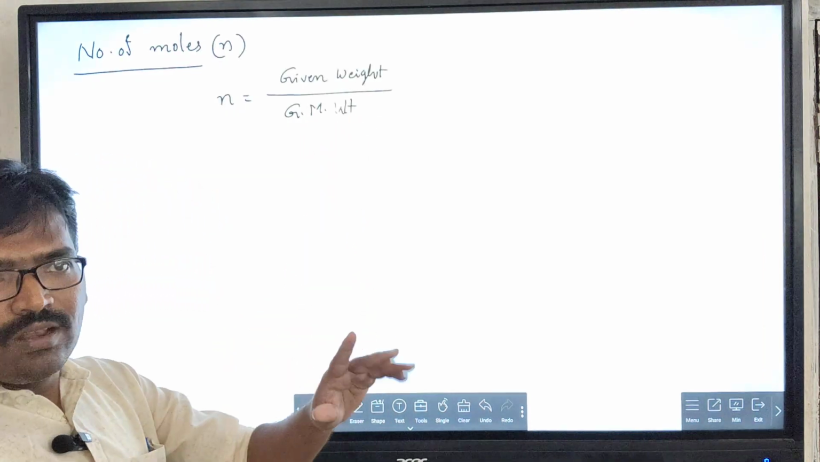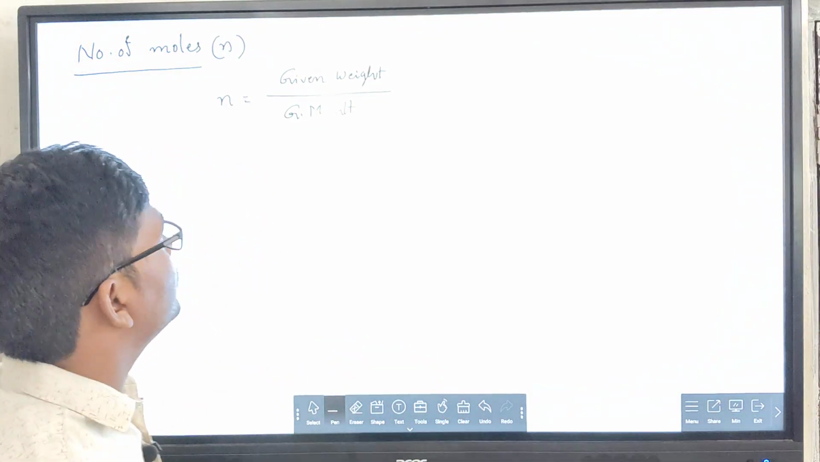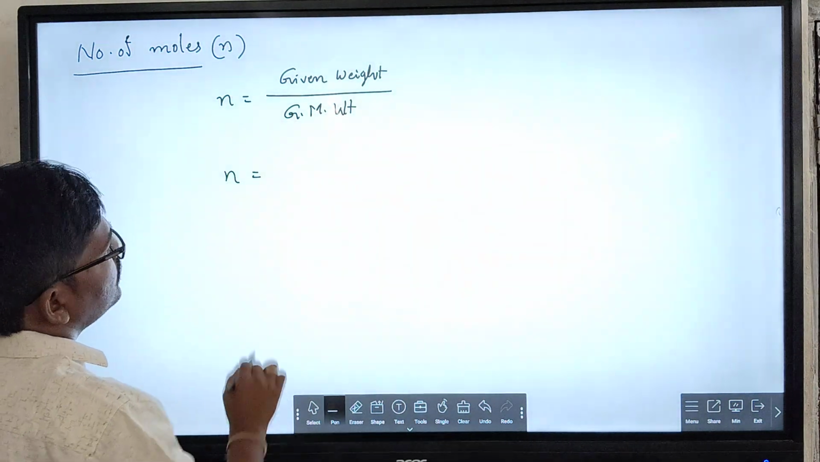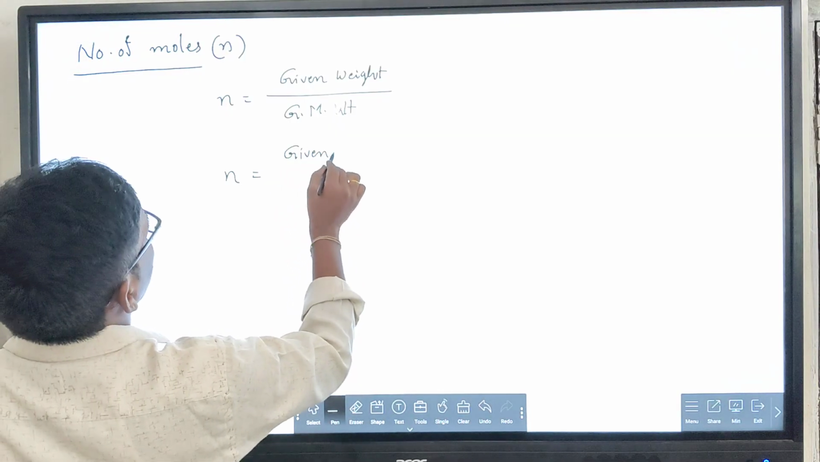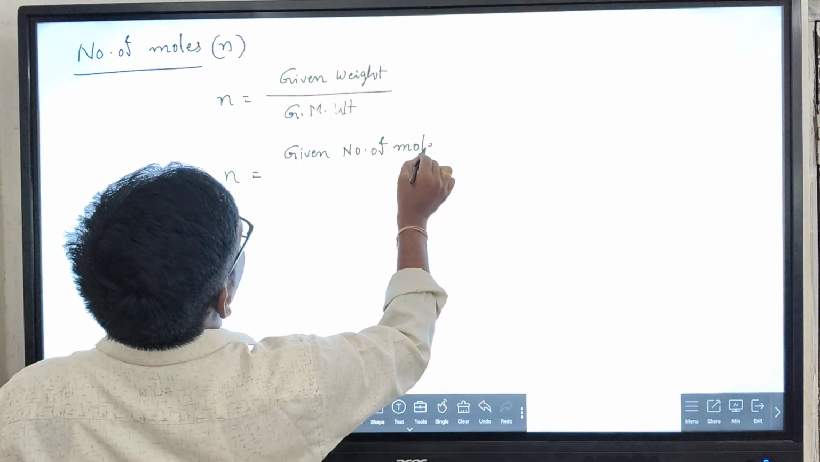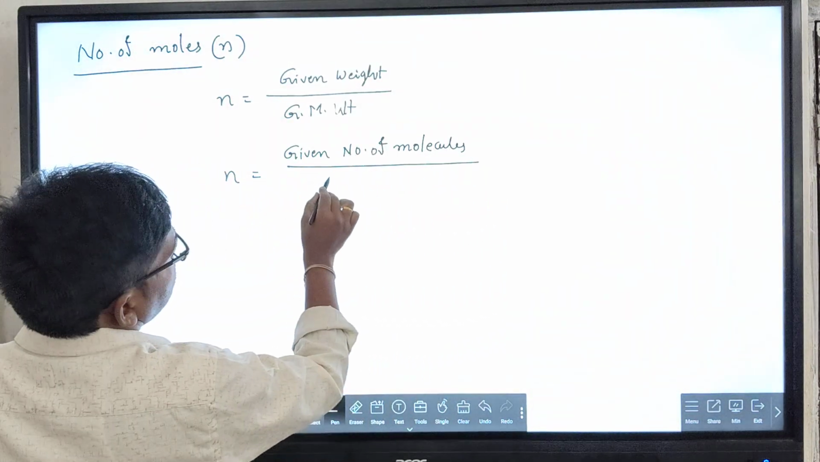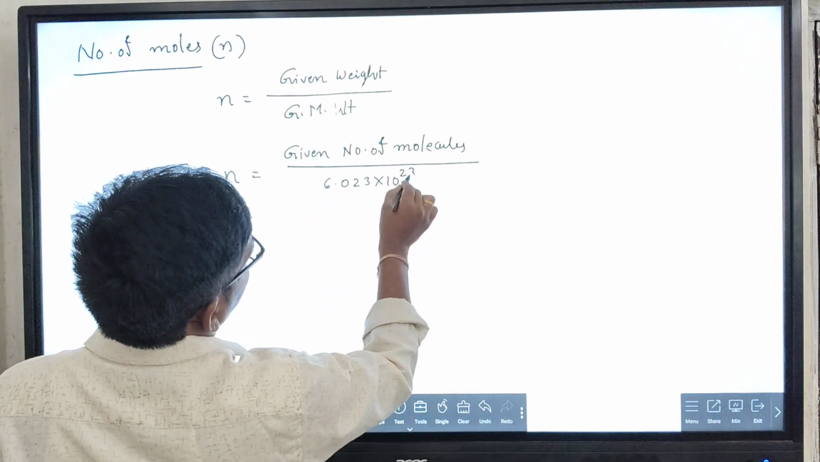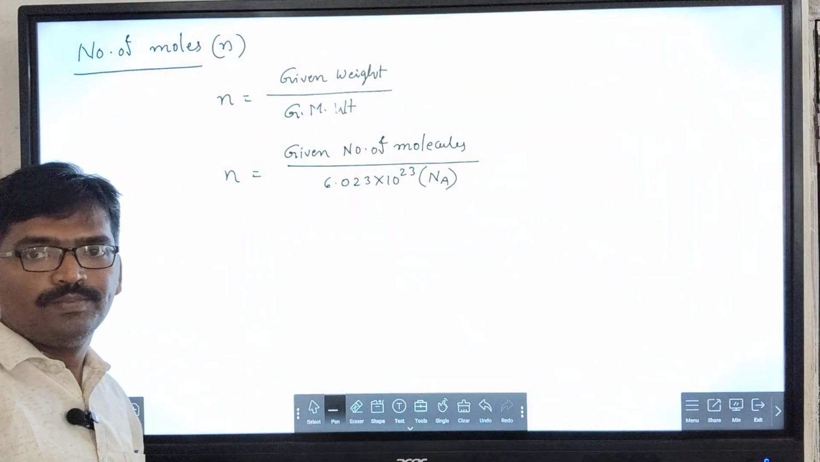If the weight is not given but the number of molecules is given, then the number of moles equals the given number of molecules divided by 6.023 into 10 to the power of 23. What is this? The Avogadro number. So you have to use the Avogadro number.